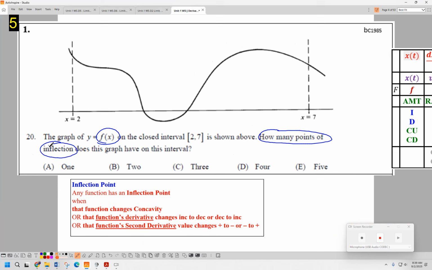Different teachers do this in different ways. The way I like best is this. If the graph has that shape, or any portion of that shape, then you're looking at a concave up curvature. If the graph has this shape, or any portion of that shape, you're looking at a concave down curvature.